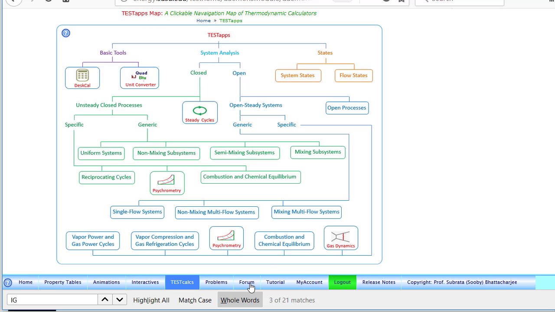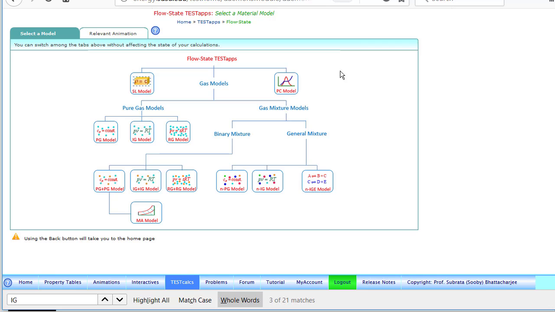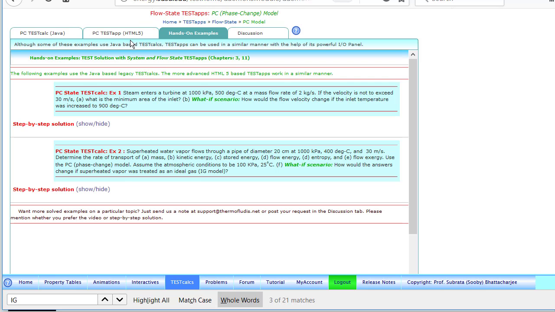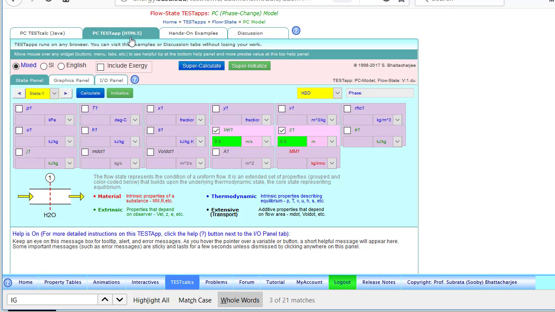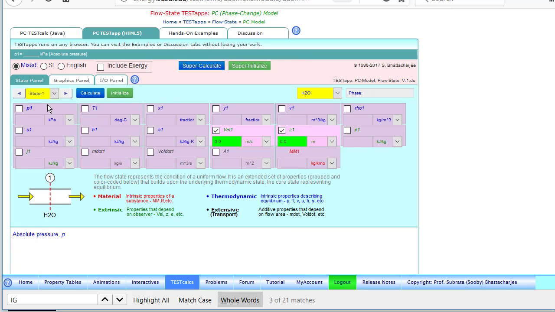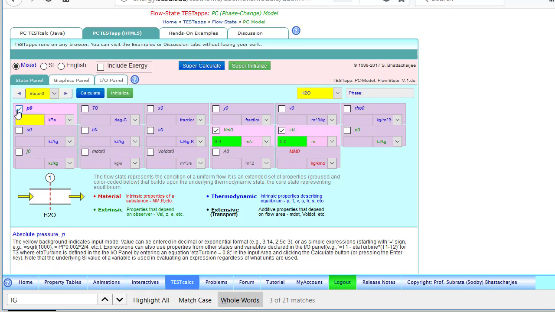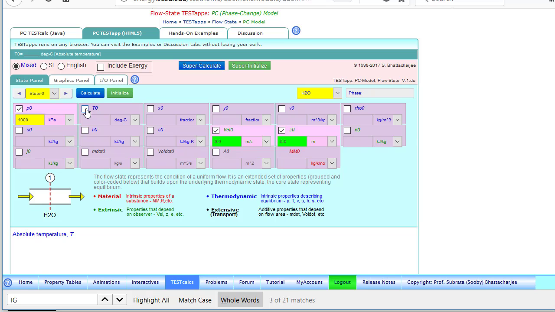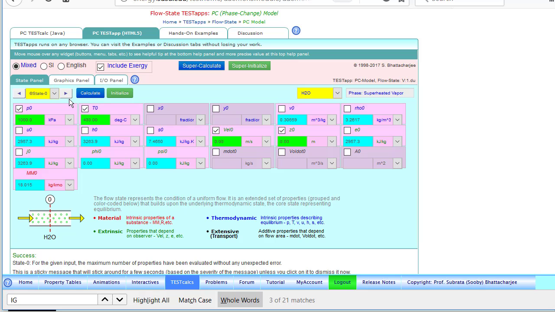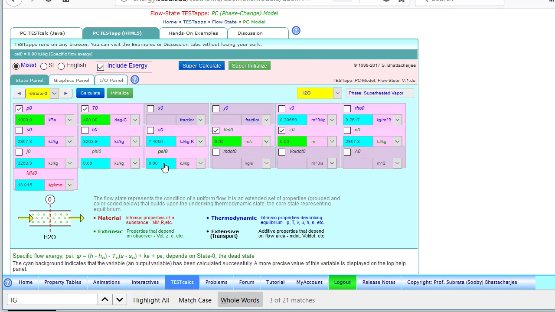So we'll go to TESTcalcs, flow states, PC model, and we'll start entering our data. Since it asks for a rate of transport of X or G, you'll want to do a dead state, which is state 0. So just enter your pressure and temperature, just two properties, just to get the baseline thermodynamic properties. So that was 1000 kPa and 400 degrees C. Calculate that. There you go. You'll notice that X or G, the psi 0, is 0.